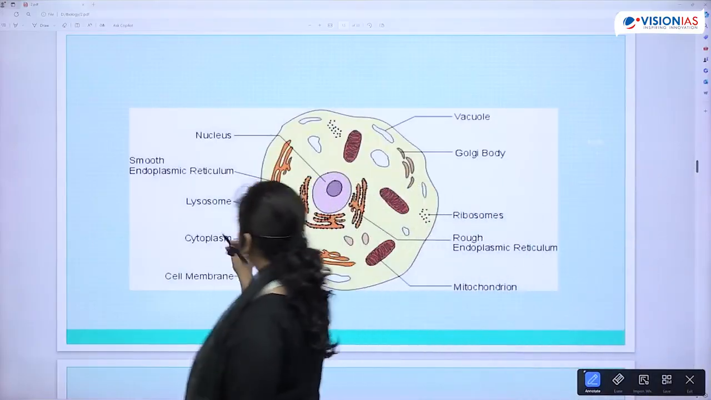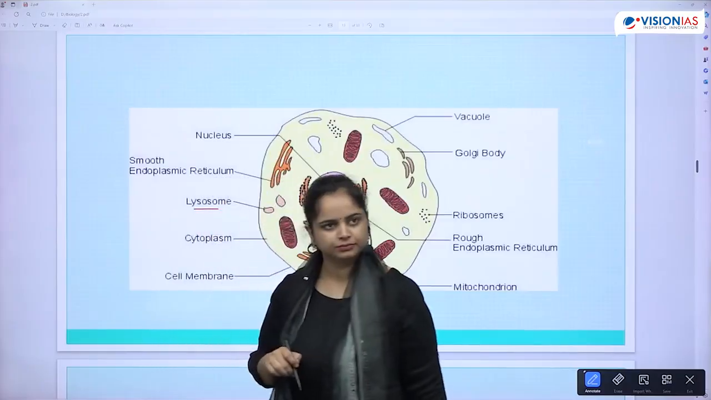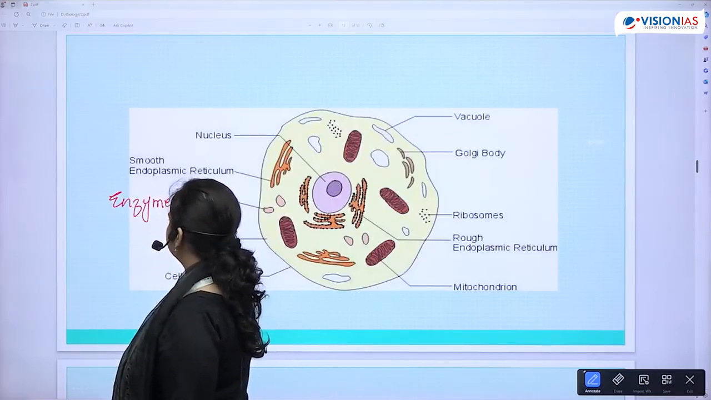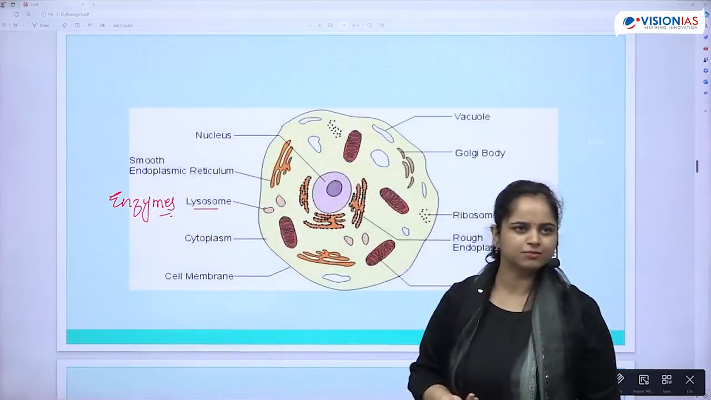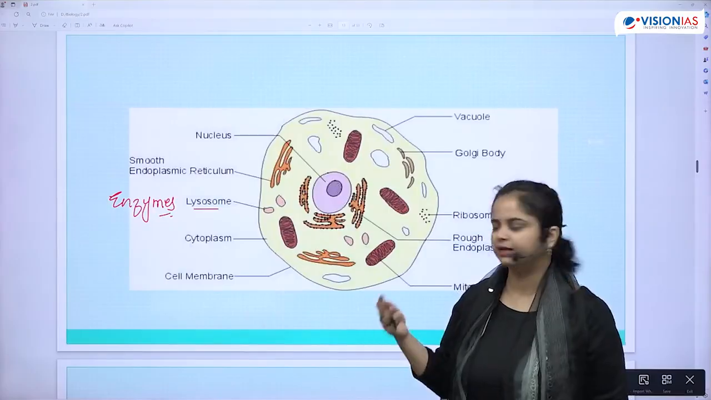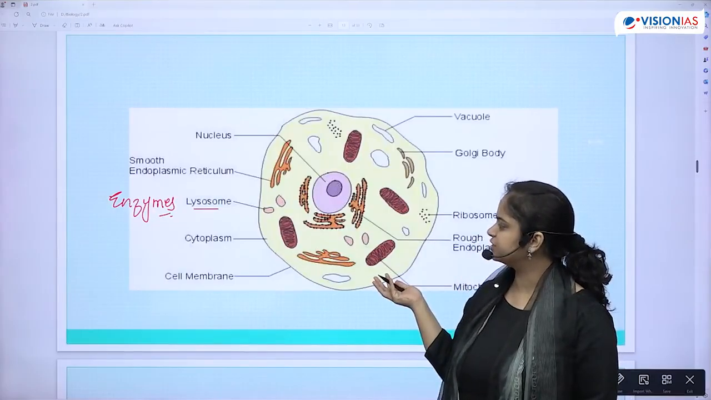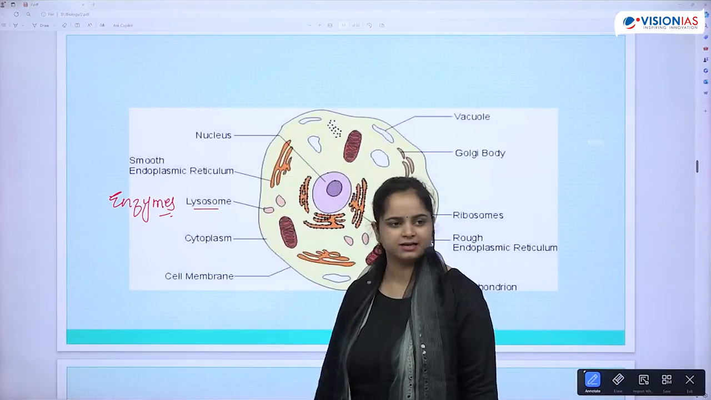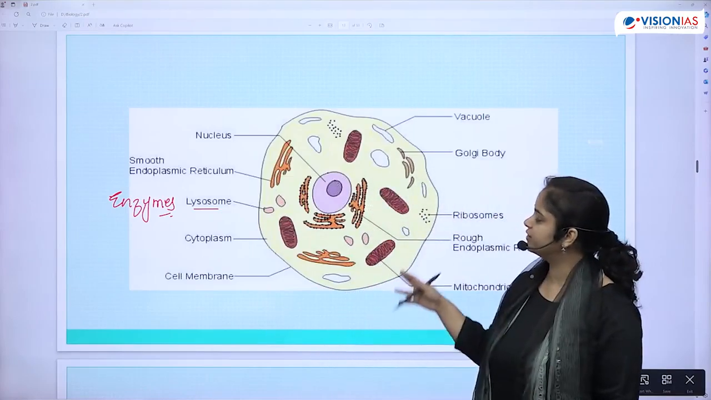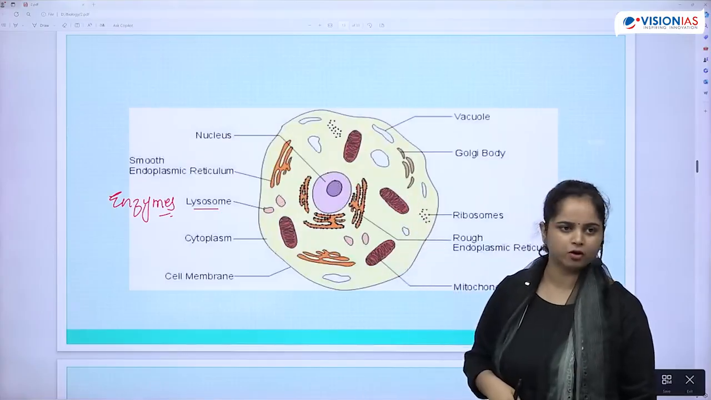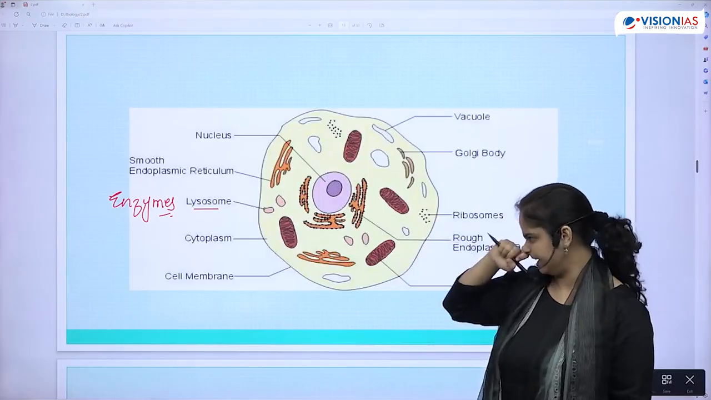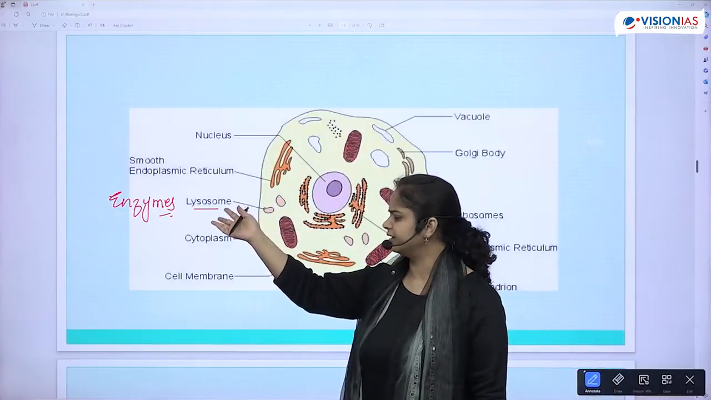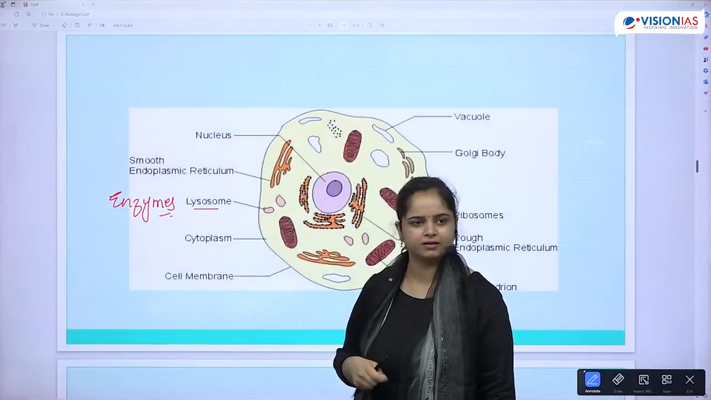We'll start from here. We have lysosome. Now lysosomes have very powerful enzymes with which they can break down anything which comes from outside. So any foreign material coming into the cell will need digestion, and that is happening in the lysosomes. Lysosomes also have the potential of destroying cell organelles. Suppose there is a cell organelle which is damaged, there is wear and tear, then lysosome can break that down.